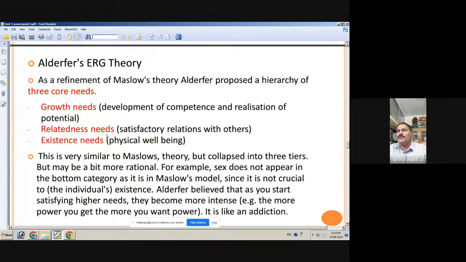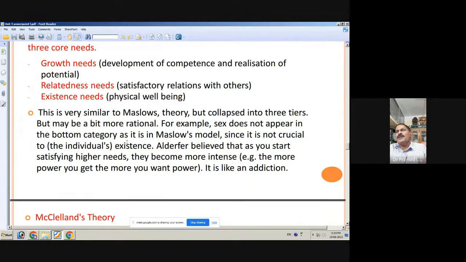That is personal growth: we have to develop our own competency, and we have to realize that we have potentialities and we can achieve success. So this is very similar to Maslow's theory, but collapsed into three tiers. There are five tiers, but they are collapsed into three. For example, sex does not appear at the bottom of Maslow's model, because in the early stage we are not concerned with sex, only with hunger and thirst.